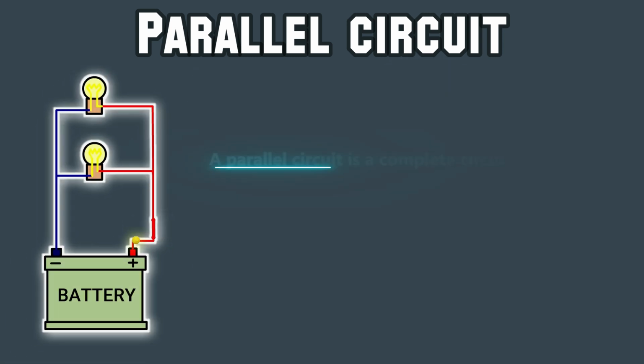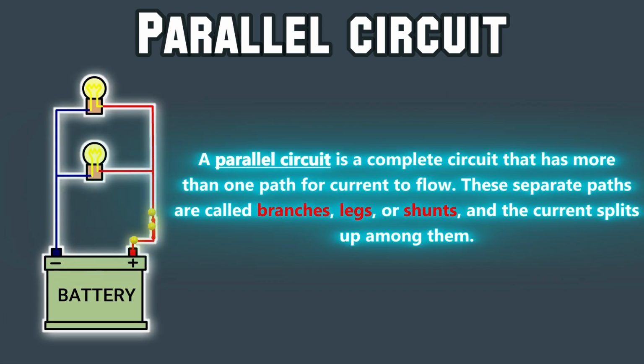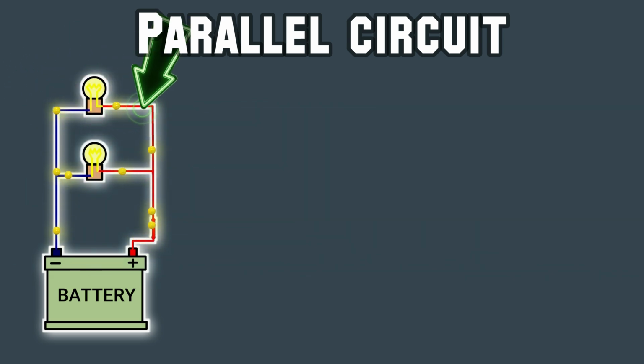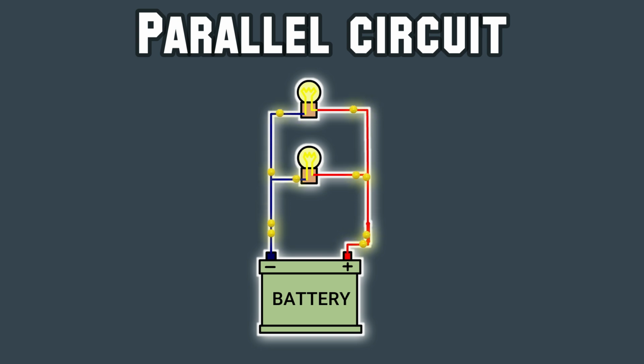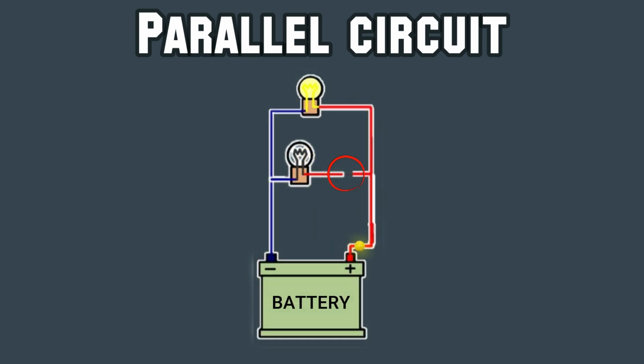So, what exactly is a parallel circuit? A parallel circuit is a complete circuit that has more than one path for current to flow. These separate paths are called branches, legs, or shunts, and the current splits up among them. The key feature of a parallel circuit is that even if one branch opens or breaks, the rest of the circuit continues to operate. That's why most household electrical wiring and automotive lighting systems are designed in parallel, because one light burning out shouldn't stop the others from working.